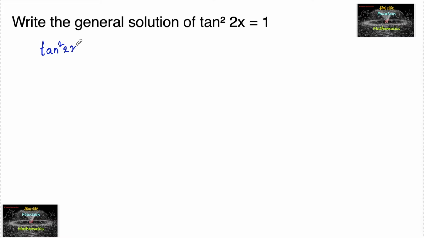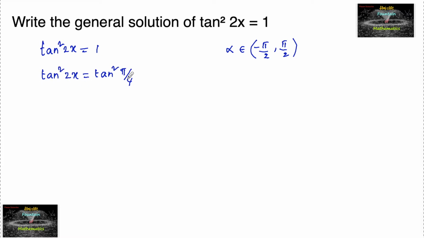Given the equation tan square 2x is equal to 1, which can be written as tan square 2x is equal to tan square pi by 4. Let's consider the principal solution, where alpha lies between minus pi by 2 and plus pi by 2. So we have tan pi by 4 is 1.